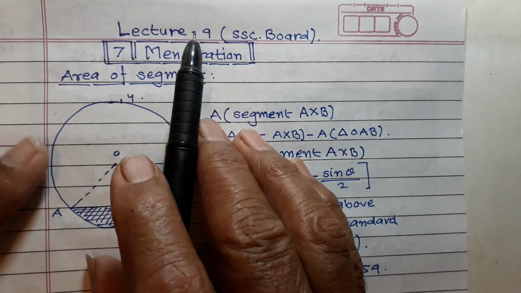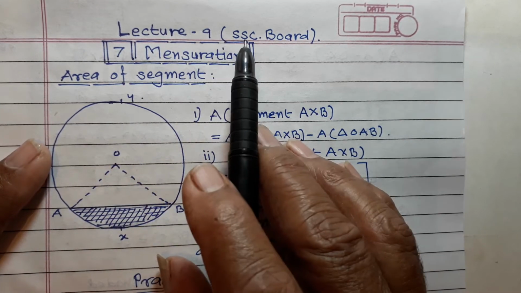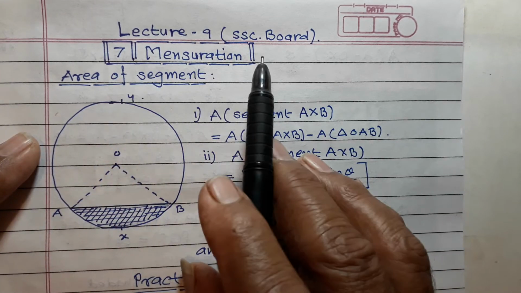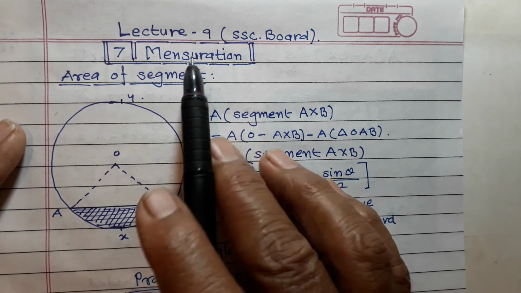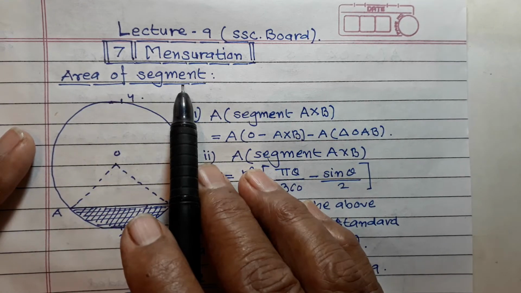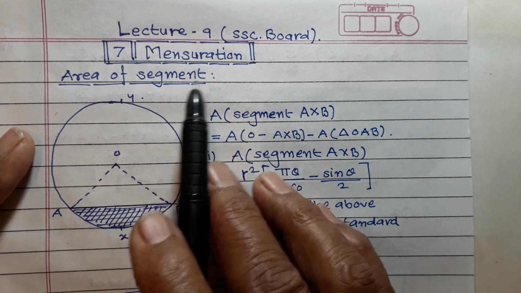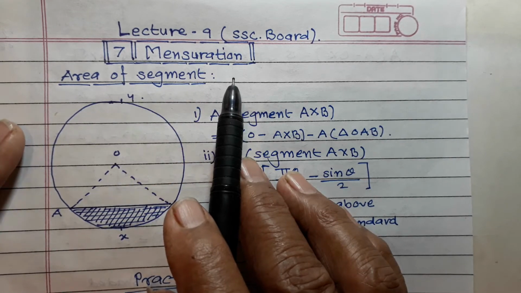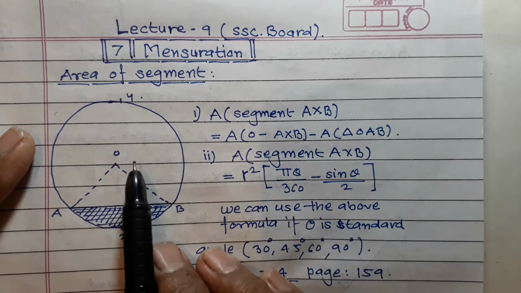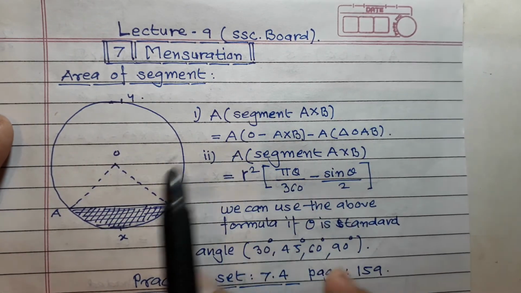Hello, my dear student. Lecture number 9 for SSC Board, chapter number 7, Mensuration. Now, in this lecture, I am going to explain some new topic, some formulas for area of segment. Okay, try to understand what is segment and area of segment.